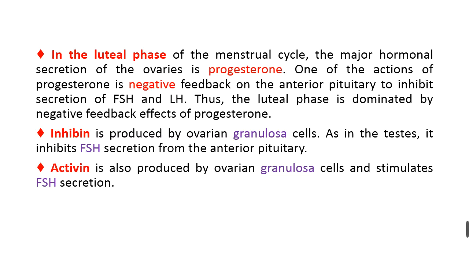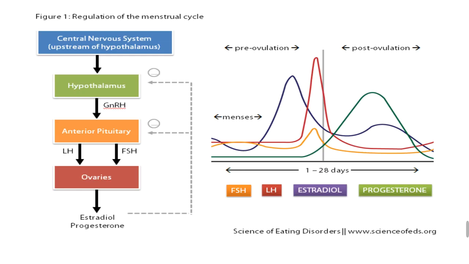Other factors that affect the ovarian hormones are inhibin and activin. Inhibin is produced by the ovarian granulosa cells. As in the testes, it inhibits FSH secretion from the anterior pituitary, while activin is also produced by the ovarian granulosa cells and it stimulates FSH secretion.